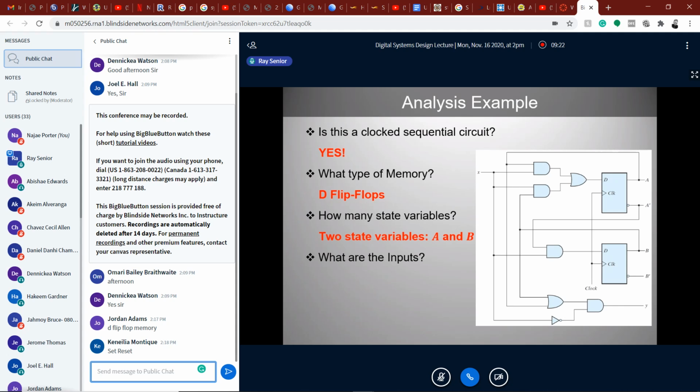All right, now what are the inputs? Let us see if we can come up with the inputs for these devices. X. Yes? What are the inputs? Did I get an answer? X, sir. X is the input, fine. What are the outputs? Y. So we have one output, one input. All right, so that's okay.